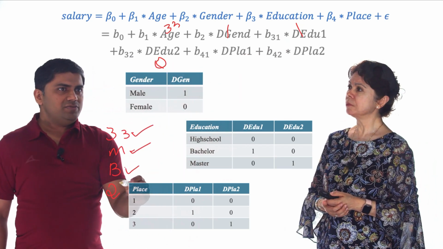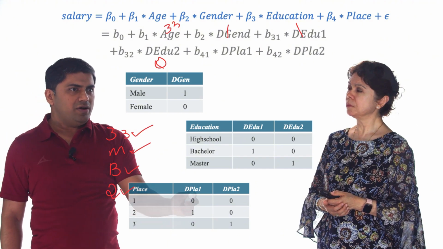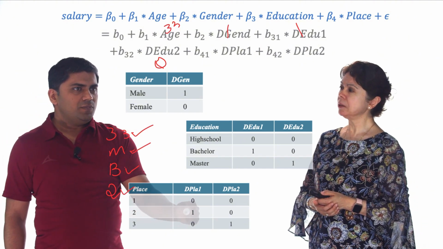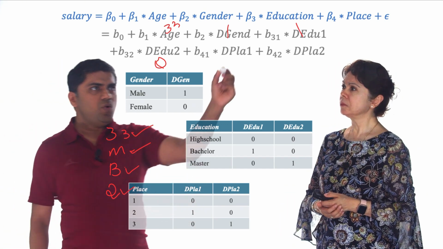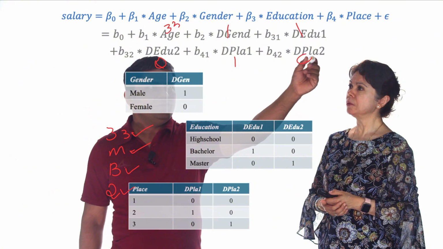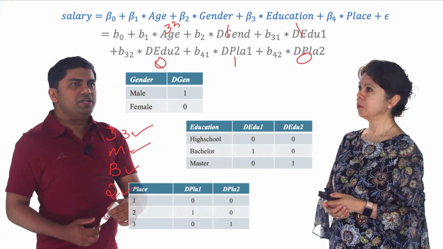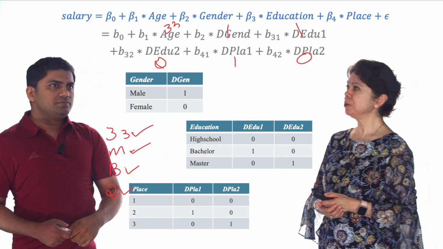Okay, and another is place 2. So which variable takes code 1? The dplay 1. So dplay 1 takes 1, and the other takes 0. So once you have the constants, you will get the final answer, salary. Very good, Jovish.